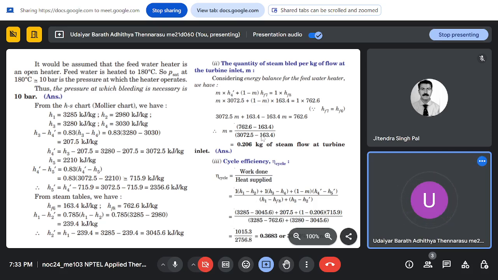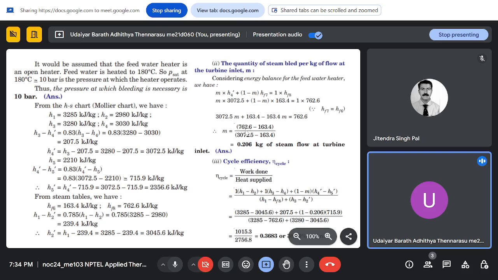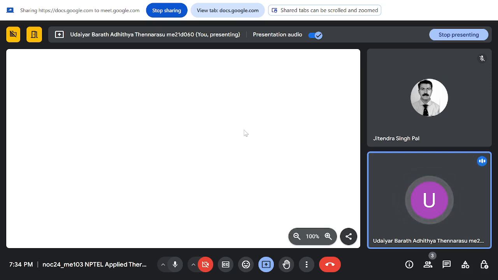So this is a combined problem of both the reheating and the regenerative cycle. I thought it's a bit tougher than what we saw in the previous week, so I thought I'll have this also in today's class. Any doubts? With that, I finished what I've prepared. If you have any doubts, you can ask.